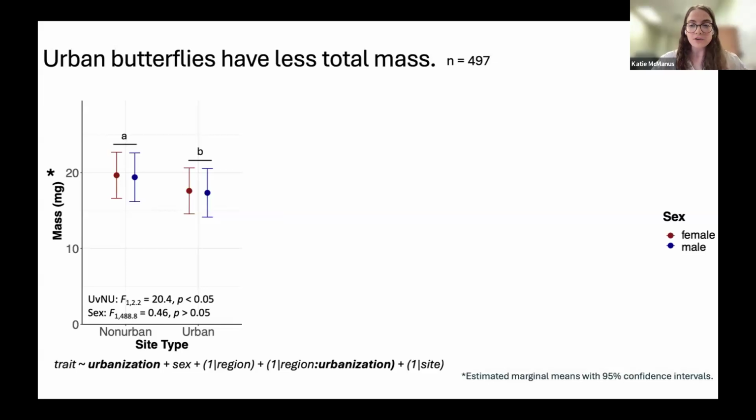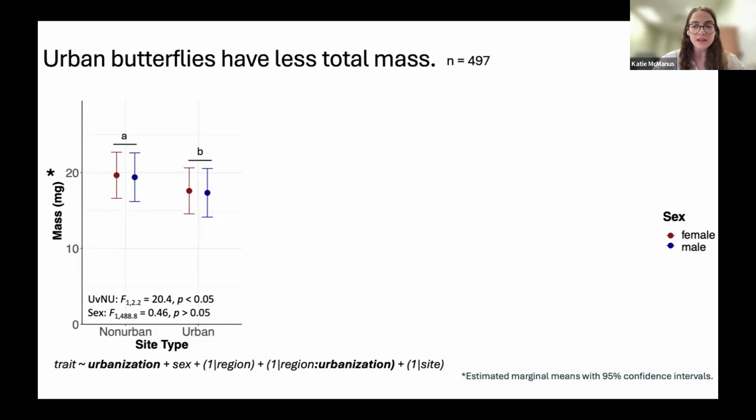So for each trait, I modeled the effect of urbanization on the trait in 3 different ways. Each figure will show the metric of urbanization on the x-axis with the trait on the y-axis, and I'll show the data separately for females in red and males in dark blue. First, I used urbanization as a categorical variable and classified each site as either urban or non-urban. And I found that the urban butterflies have less total mass. So we see that the urban males are smaller than non-urban males, and the same comparing urban and non-urban females.